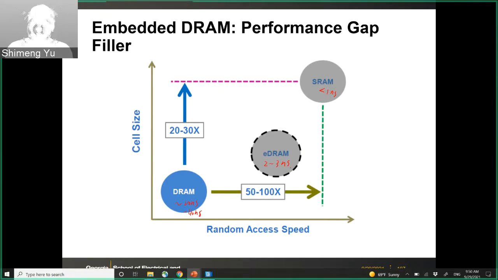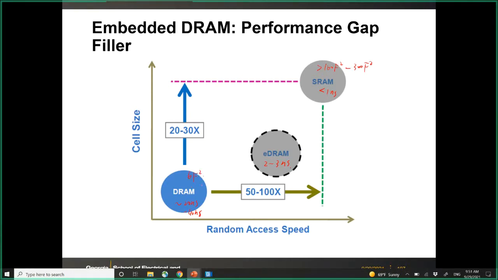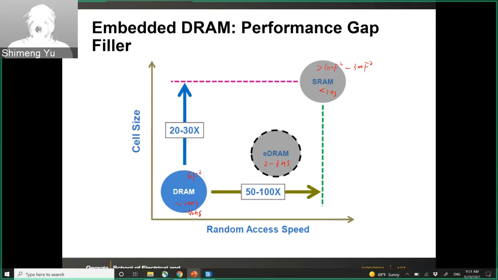And in terms of the cell size, if you normalize that to F squared, SRAM is larger than 160 F squared, or even up to 300 F squared. And DRAM, we discussed, is typically 6 F squared. Of course, in the recent two or three nodes, it increases a little bit, but generally it's around 6 F squared. And eDRAM is somewhere in between. It's like 30 F squared to 60 F squared, in that range. So this is the target for the eDRAM.